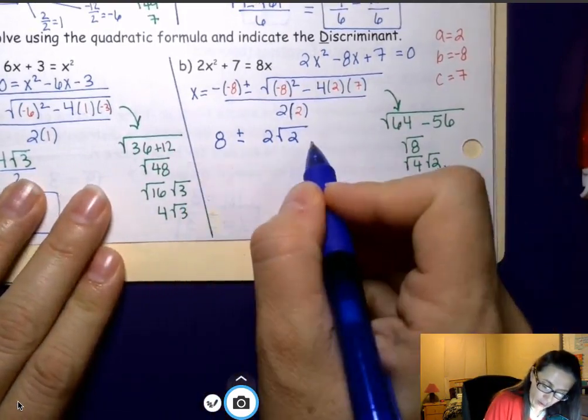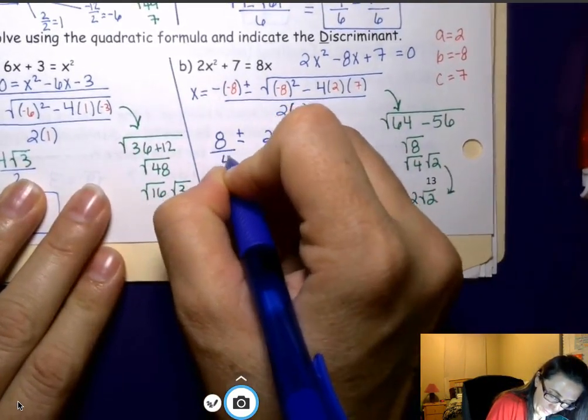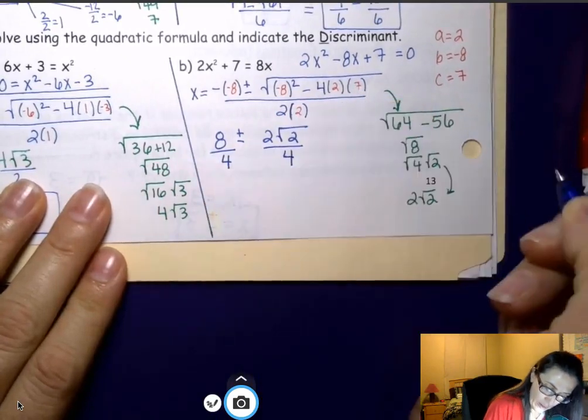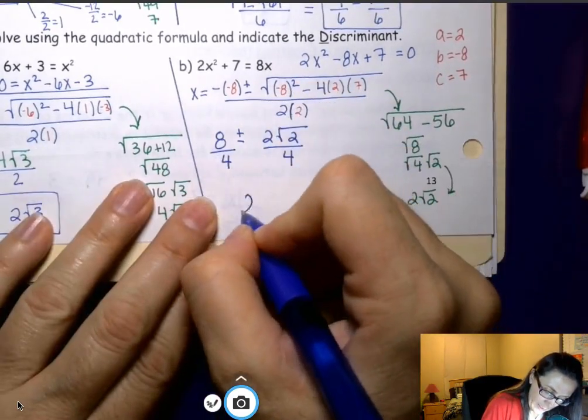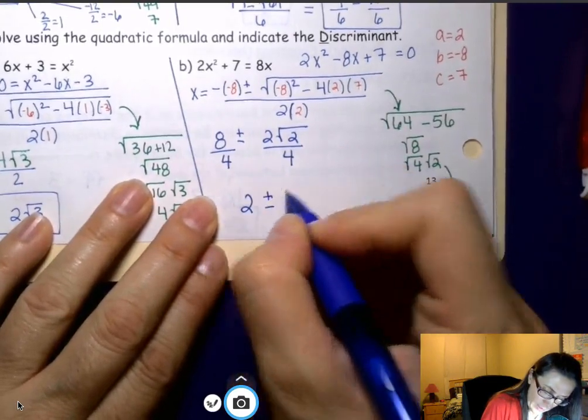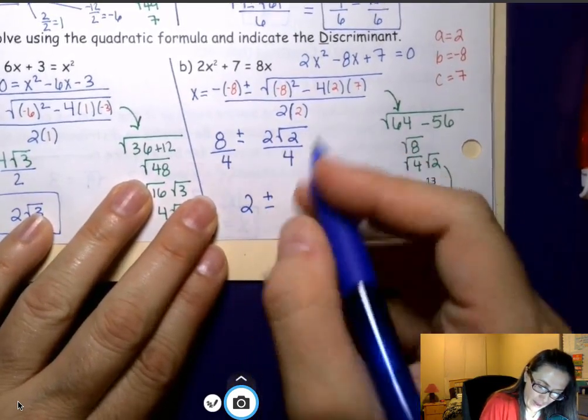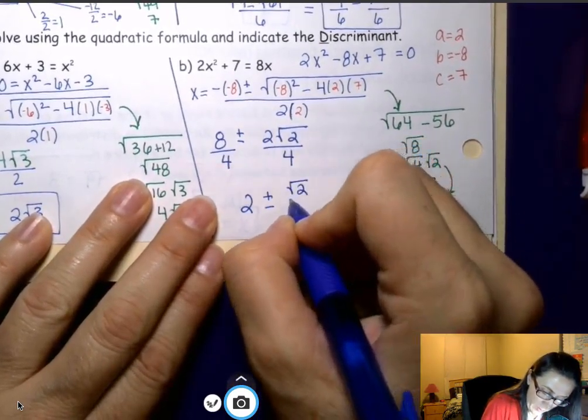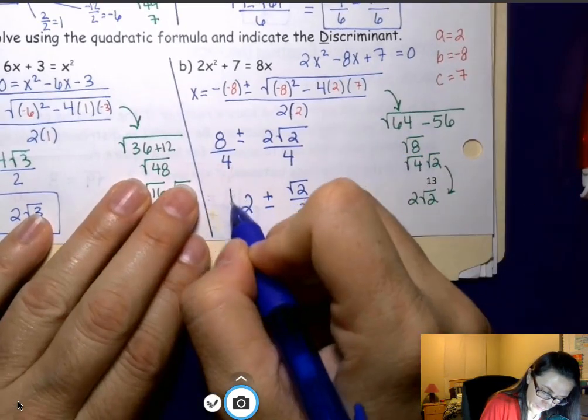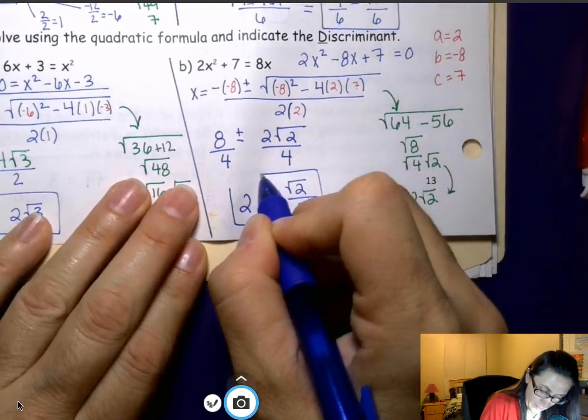So instead of all over 4, I'm going to put this side over 4 and this side over 4. 8 divided by 4 is going to give me a 2. Plus or minus here, the 2 and the 4 simplify, giving me root 2 on top and a 2 on bottom. Here's my final answer.